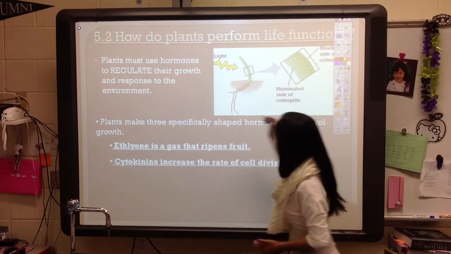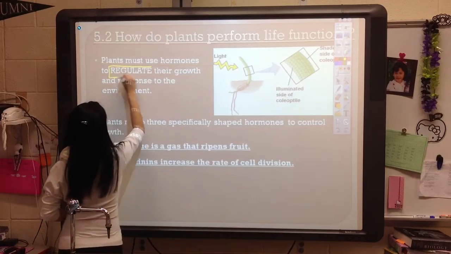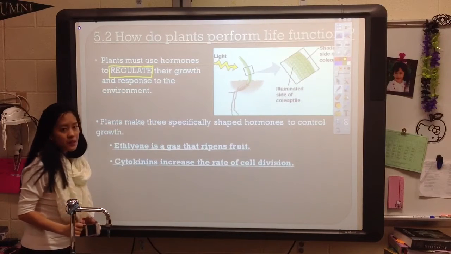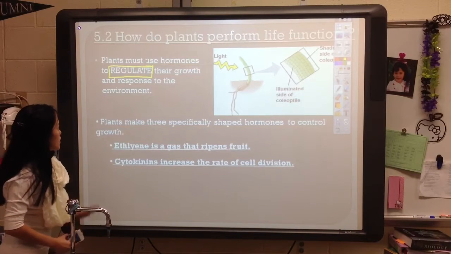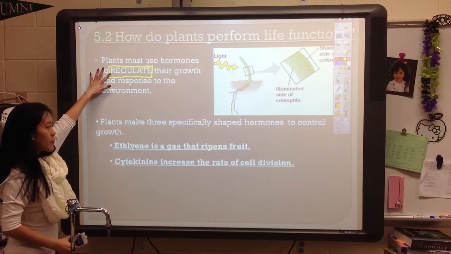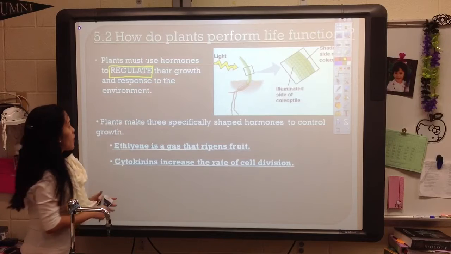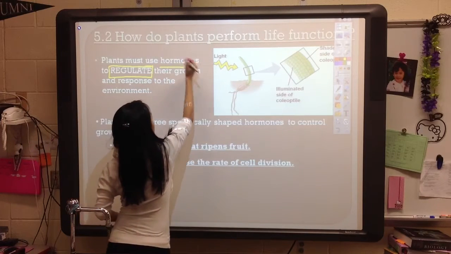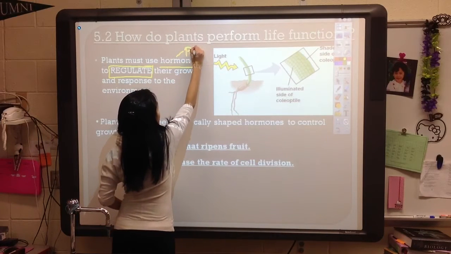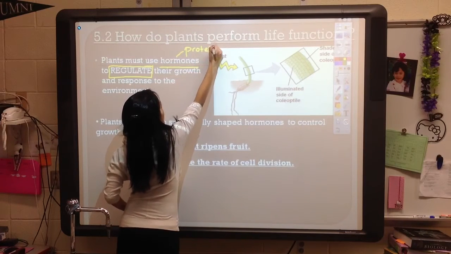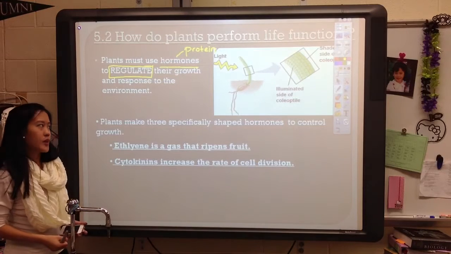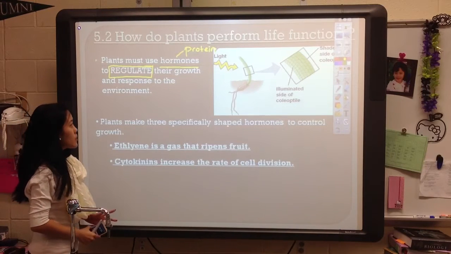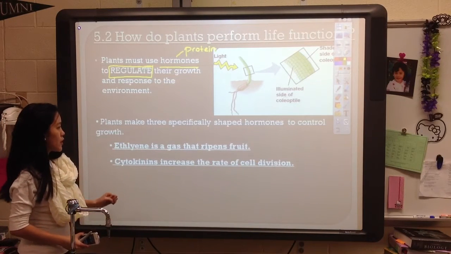Here's one of our STERNGRR words, regulate. We are going a little out of order in our notes, but overall, when we're talking about regulation, we are going to be talking about hormones. One thing you want to write in here to remind yourself is that a hormone is a type of protein. Okay? Usually it's a type of protein. Sometimes it can be a type of lipid, type of fat. But hormones are going to help to control or regulate your body.